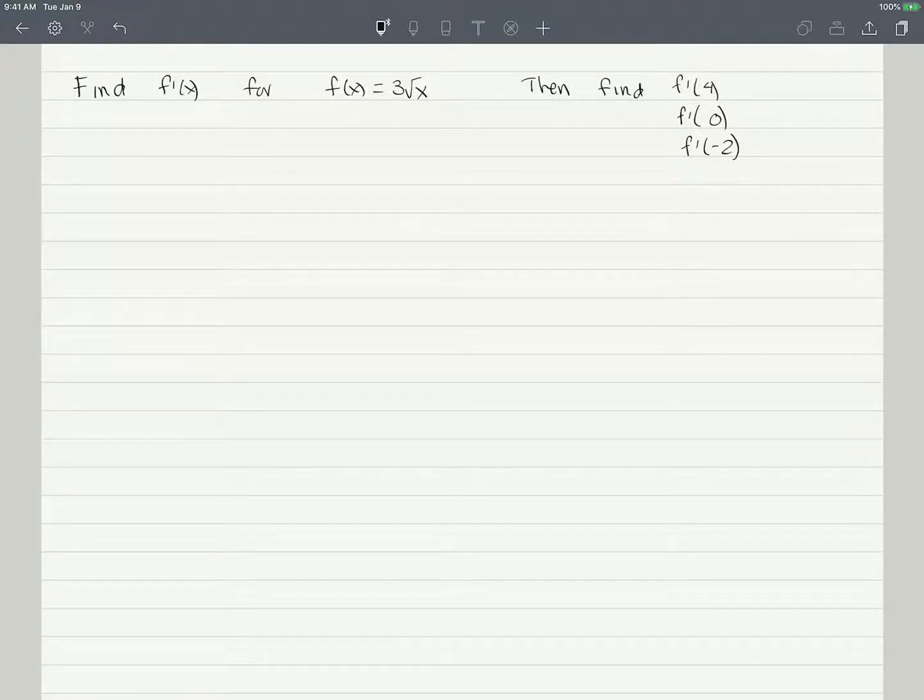Okay, so I'm going to do an example of finding the derivative of this function where we don't have the rules for the derivative yet. So what we are doing is finding the derivative using the definition of the derivative as a limit. I'm going to find the derivative of this function, and then use that to find the value of that derivative at these 3 points. This is a problem from the homework.